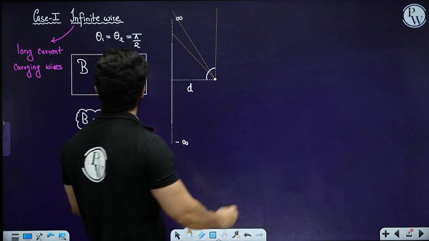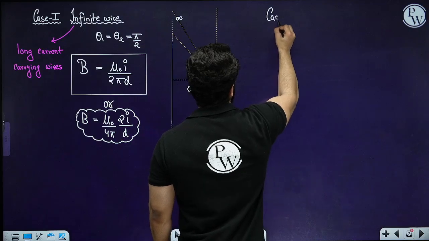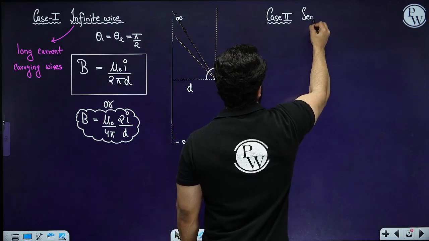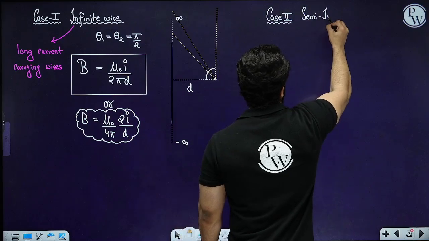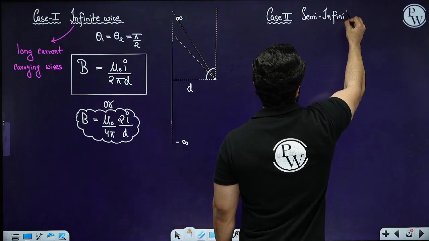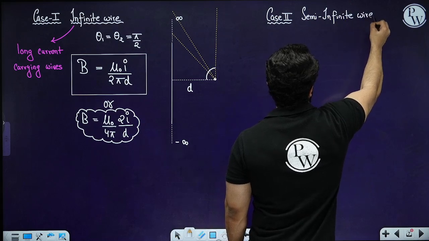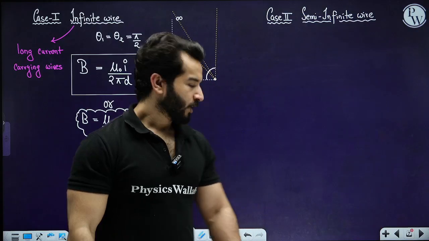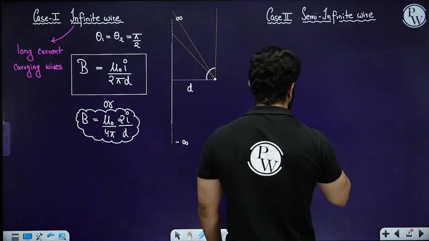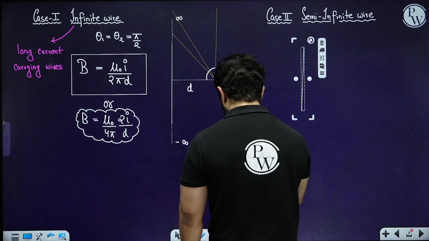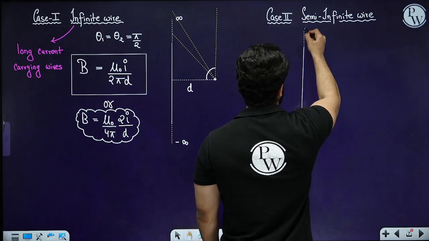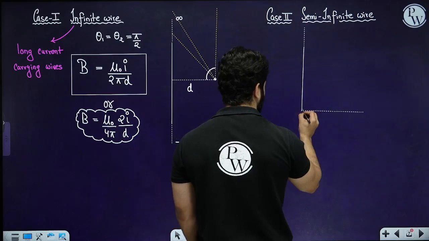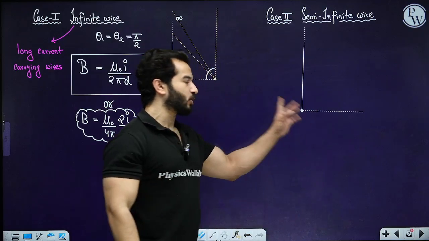Now the next thing is case 2, when you have got a semi-infinite wire. Do I need to draw the diagram for this also? Semi-infinite wire would look something like this, isn't it? So that means at one end it is moving towards infinity, and we want to find out the magnetic field at point P, and there is a closed end over here, right?